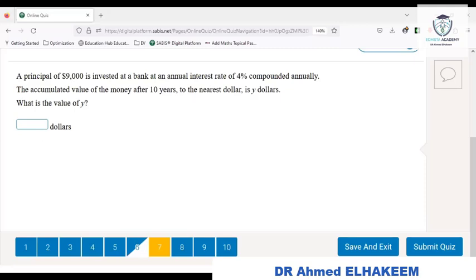No, but why here? It's P times (1 plus r) power n, minus R power N. No, it's plus, I mean. So 9,000, yes. 1 plus.